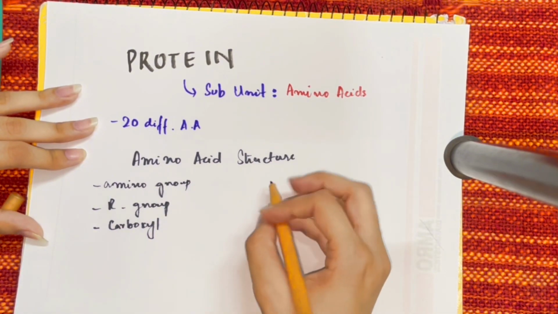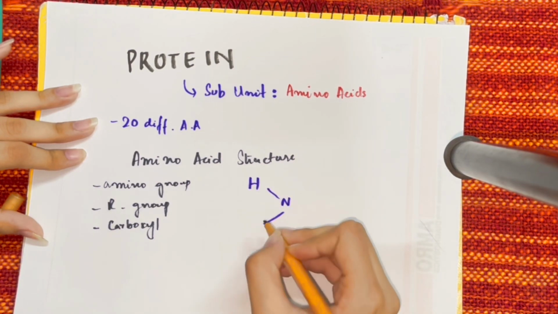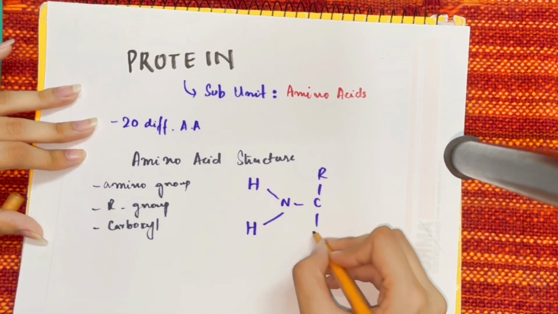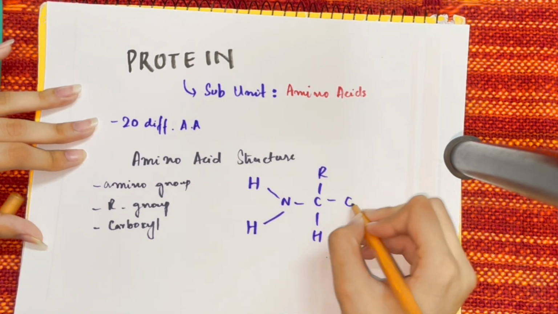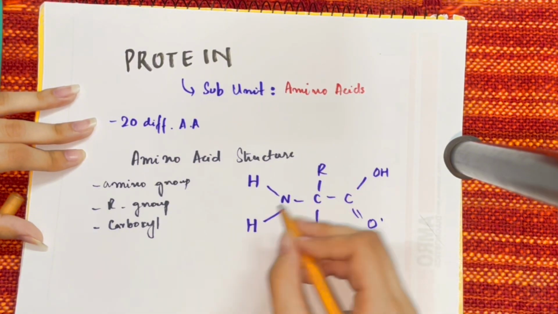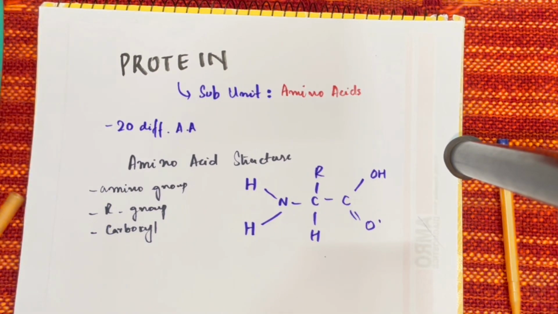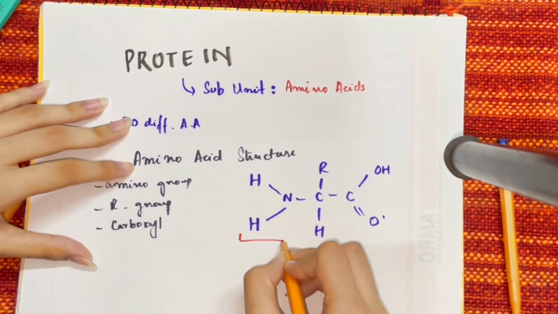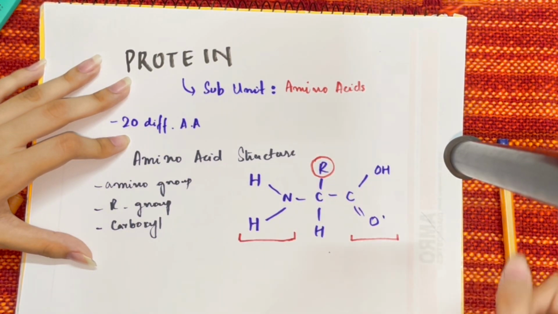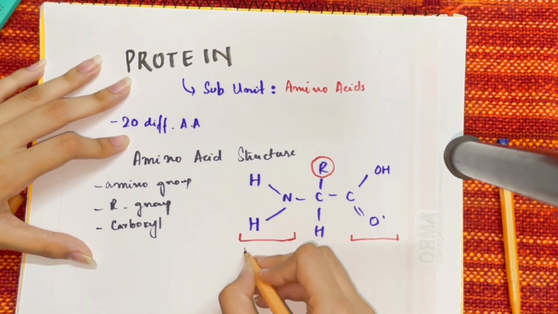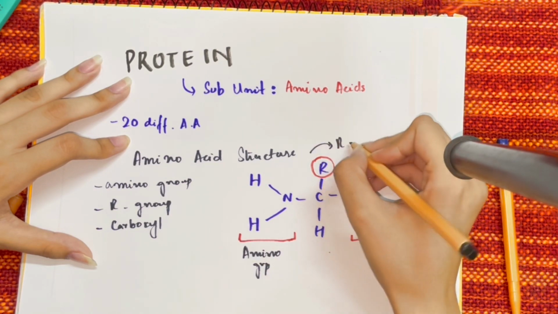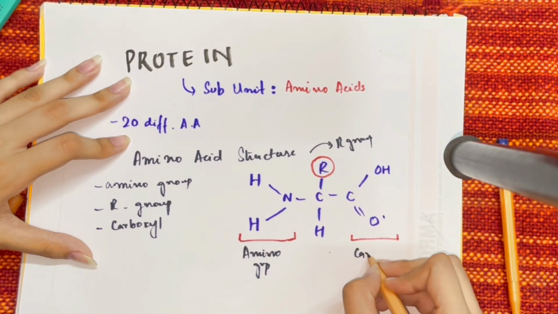Let's make it easier to understand. This is the amino group. Then we have the carboxyl. Actually, we have the R group before we add the carboxyl group, and then we have the carboxyl group. All right, so this is the entire structure of the amino acid. You can divide the structure into three categories. This is the amino group, then we have the R group, and then we have the carboxyl group.